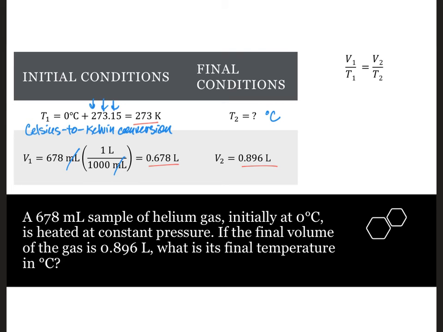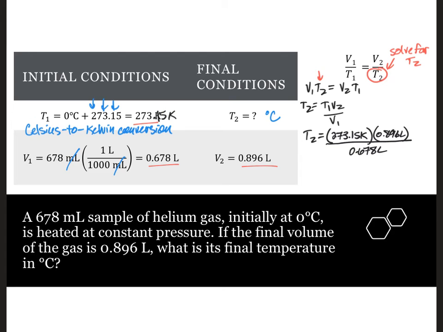The missing variable is T2, so we'll rearrange Charles' law, V1 over T1 equals V2 over T2, to solve for T2, where T2 equals T1 times V2 over V1. Dropping in the numbers, we get T2 equals 273.15 Kelvin times 0.896 liters divided by 0.678 liters equals 361 Kelvin. Notice I went ahead and dropped the 0.15 Kelvin since we only get 3 sig figs. Converting back to Celsius, we have 361 Kelvin minus 273 equals 88 degrees Celsius.